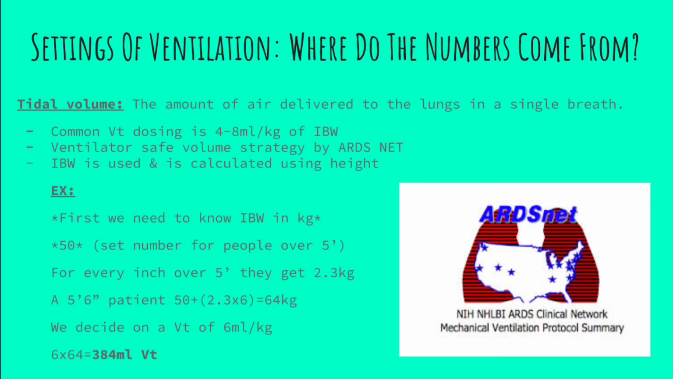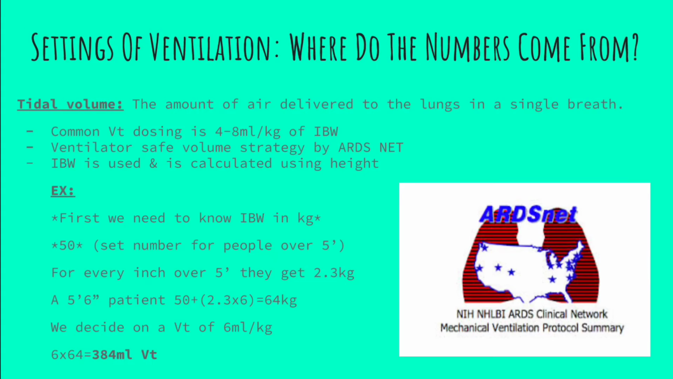So if I want to decide what the tidal volume is, I'm going to take 6 mLs per kilo of ideal body weight, right? That's going to be right in between that 4 to 8. And I'm going to multiply that by 64. And that's going to give me 384 mLs for my tidal volume.